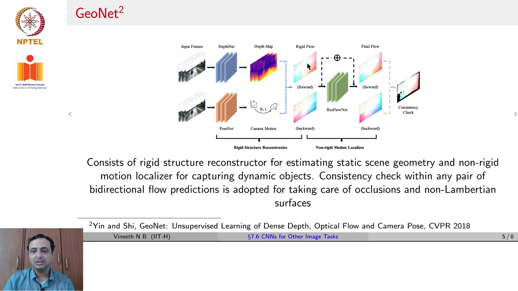And finally, combining the rigid flow and the non-rigid motion localizer, the final flow or the depth is predicted for this entire scene, and at the end a consistency check is done to check for whether the flow predictions take care of occlusions and even non-Lambertian surfaces. Okay. For more details, you can see this paper. This was published in CVPR 2018.